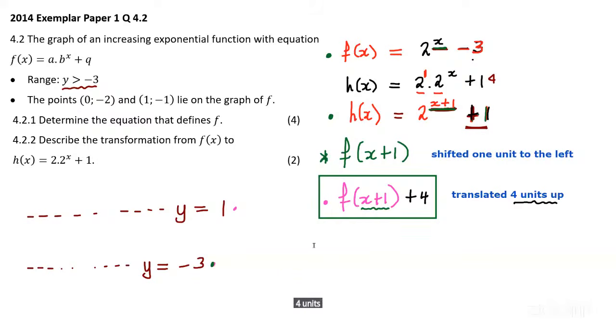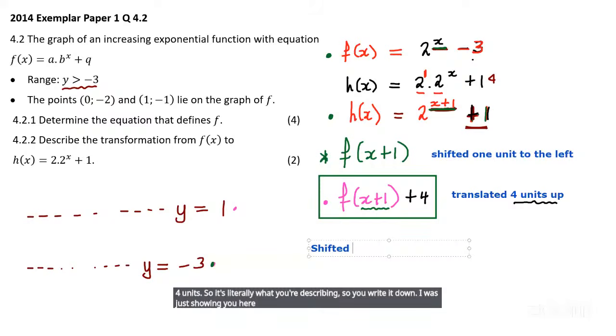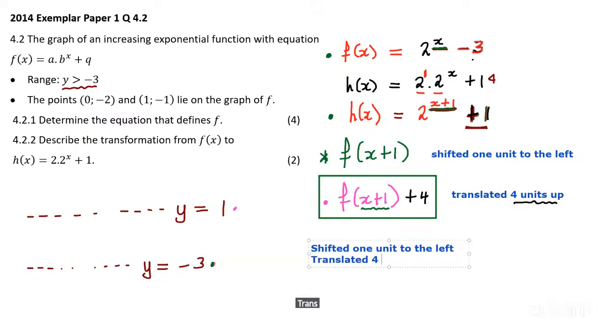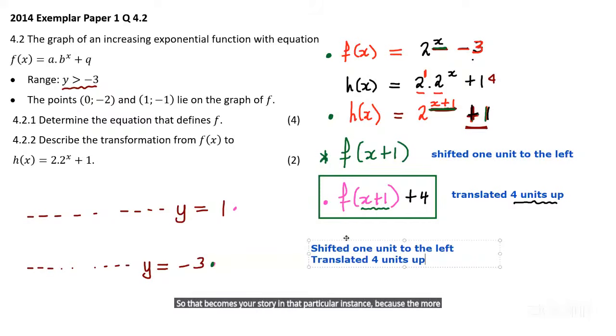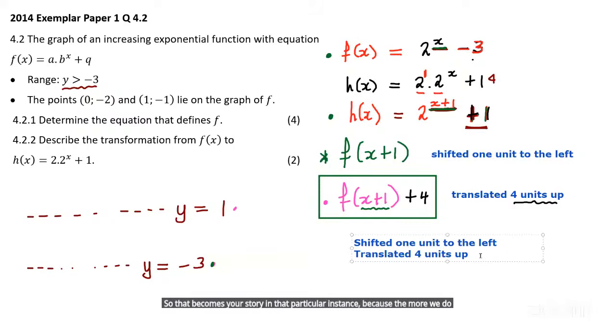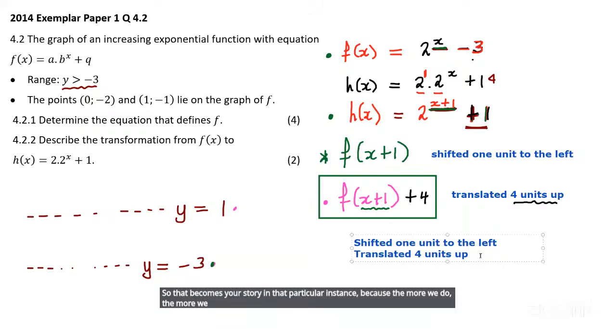So you're describing it, and you write it down. I was just showing you here, but you shifted 1 unit to the left, okay, and then what? You translated 4 units up. So that becomes your story in that particular instance, because the more we do, the more we know. Let's check another one.